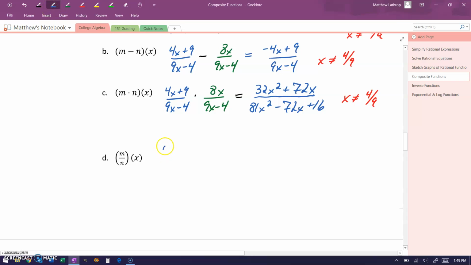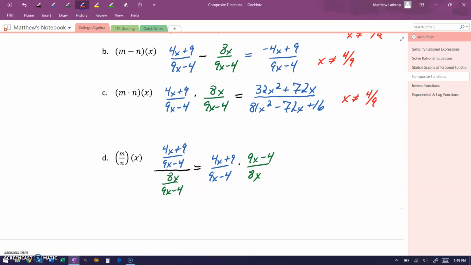In part D, we're going to take the quotient of these two functions, meaning we're going to take 4x plus 9 over 9x minus 4 divided by that second function, 8x over 9x minus 4. Our first step will be to rewrite this as a multiplication problem by taking the reciprocal of that second function. When we do that, we'll see 9x minus 4 in both the numerator and denominator, meaning we can cancel those factors, leaving us with 4x plus 9 over 8x.